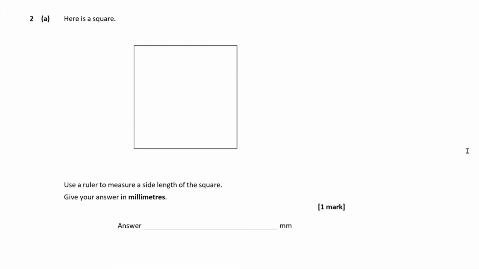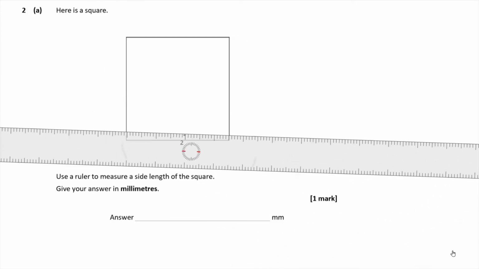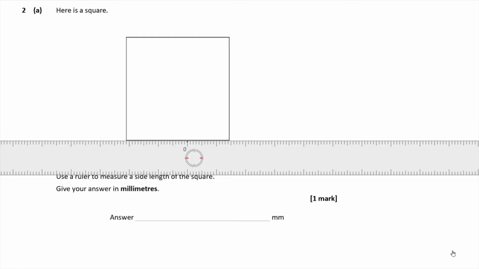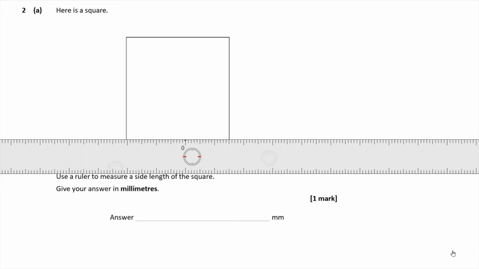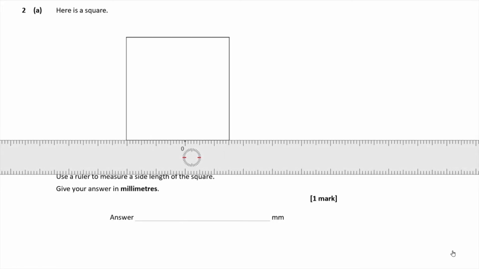Question 2a, here is a square. Use a ruler to measure a side length of the square. Give your answer in millimeters. So you're just going to get your ruler out and measure along this length here. Now you see mine doesn't actually have any numbers on because this is a virtual ruler. If you had a real ruler and it was a real paper, it does come out to be 56 millimeters on the scale. Can't really show you that here because my ruler doesn't have numbers, but it should be 56 millimeters.